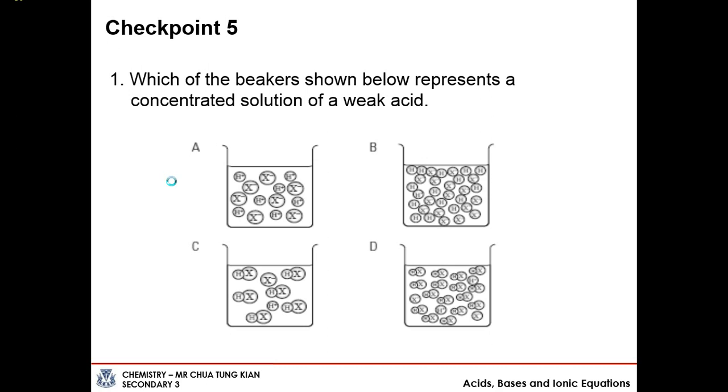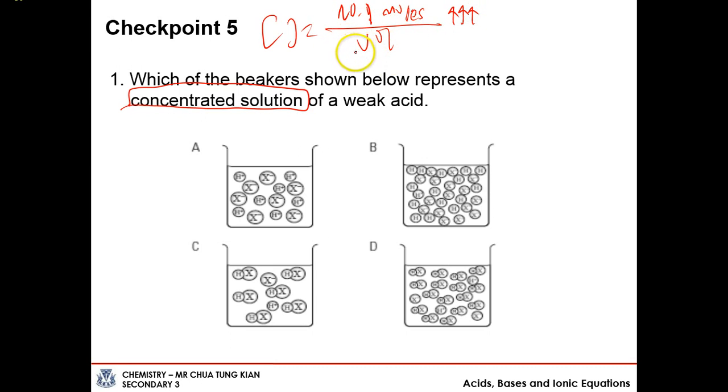Alright, so for checkpoint 5, which one of the beakers below represents a concentrated solution of a weak acid? Concentrated solution means that you must have a lot of the acid per unit volume. So you have concentration equals number of moles over volume. So you must have a lot of moles in a unit volume. A weak acid is partially dissociated in water to give H plus ions.